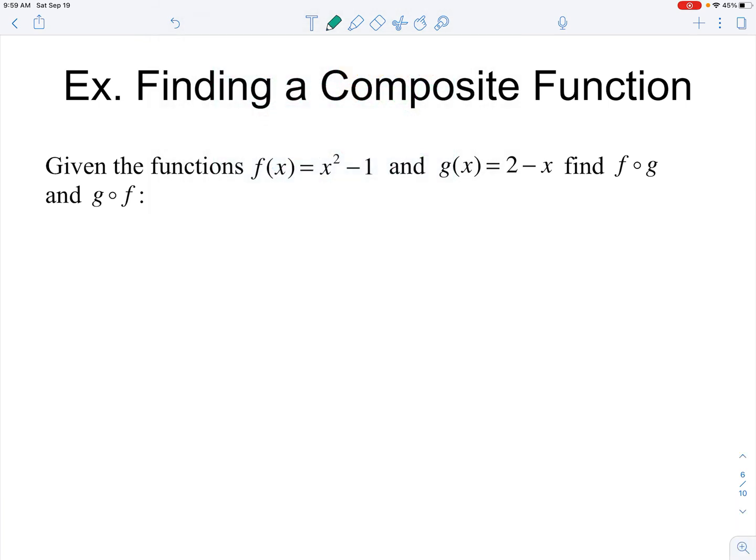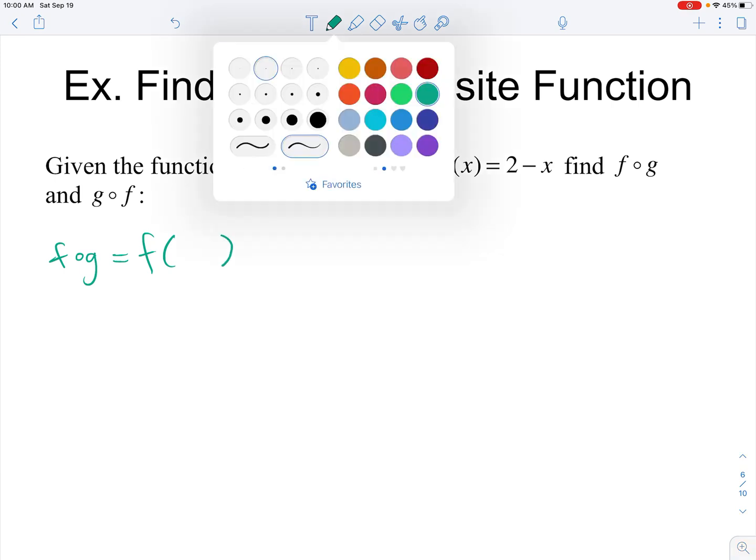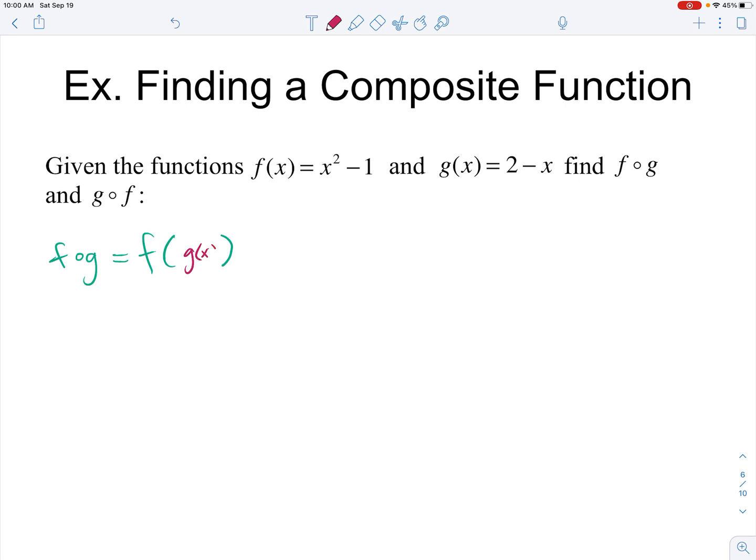Okay, so given f of x is equal to x squared minus 1 and g of x is equal to 2 minus x, let's find the new function f composed with g, as well as the new function g composed with f, and then let's also state those new functions' domains. So f composed with g, that's f as the outside function being evaluated at g. I'm going to use multiple colors here. Put g of x as that reddish pink color.